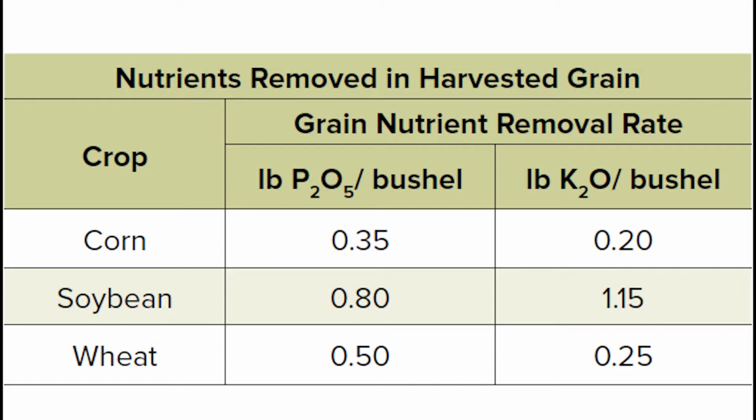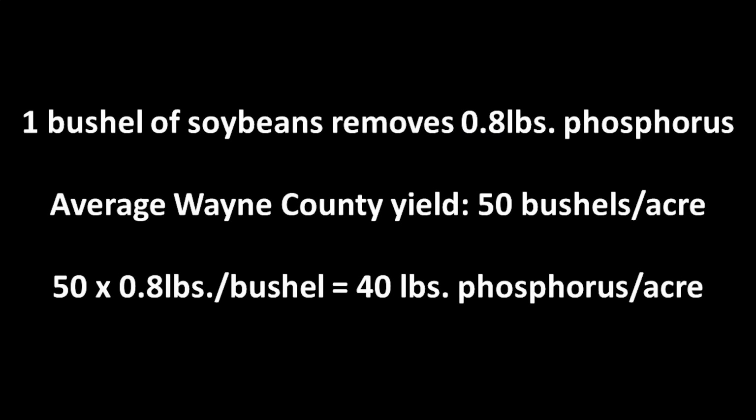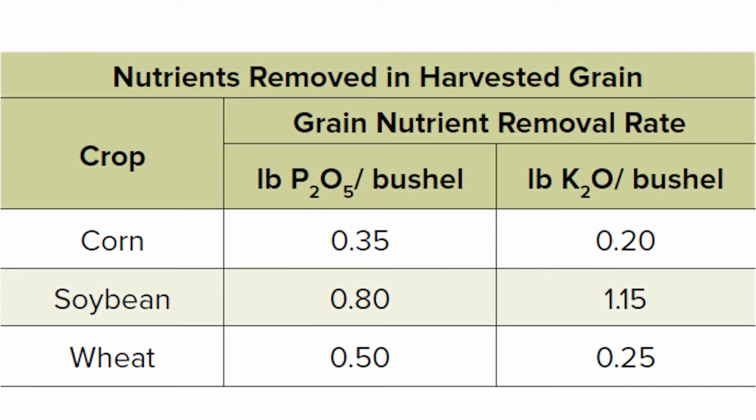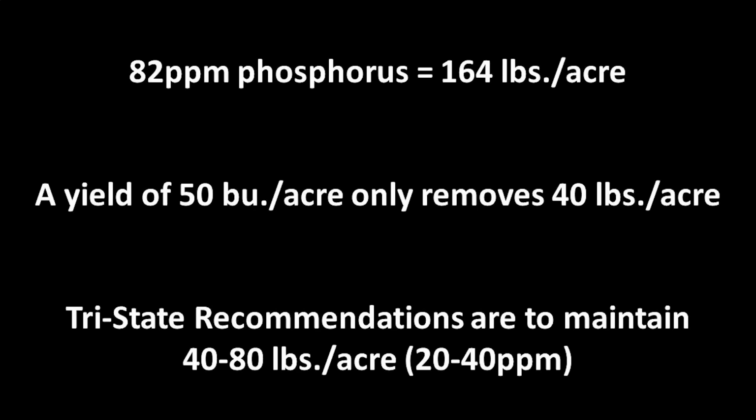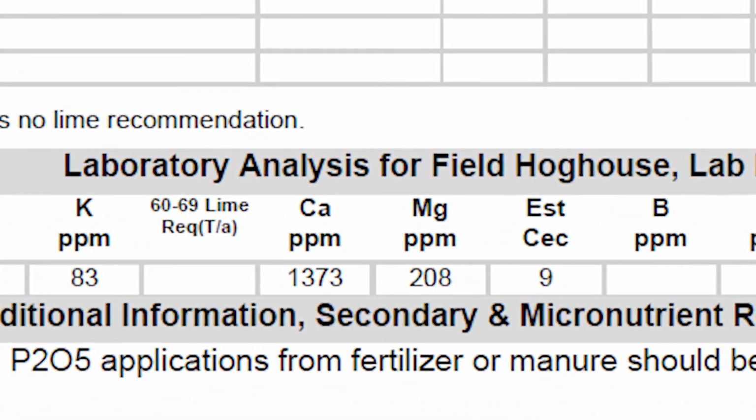As we look at phosphorus removal with growing soybeans, for every bushel we're going to remove approximately 0.8 pounds. A rough estimate here in the Wayne County area is about 50 bushels per acre. We're looking at 40 pounds of phosphorus being removed. And then with our potassium, 1.15 pounds per bushel of soybean is removed, so at a yield of 50 bushels, that'd be about 58 pounds removed. So with those removal rates, it's going to take about 2 years to remove enough phosphorus to get us into that ideal range.